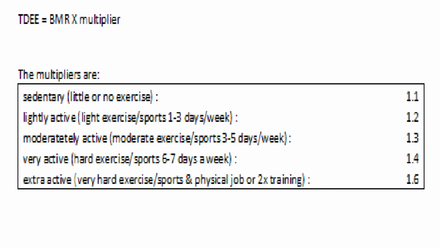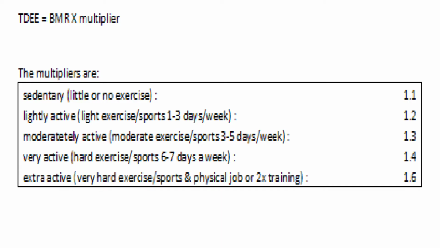Remember, I told you that there are sedentary types and active types. Here it is. The TDEE or the total daily energy expenditure is equal to just BMR times the multiplier. The multiplier can be seen as this. The multipliers are: sedentary is 1.1, lightly active with light exercise or 1 to 3 days per week of exercise is 1.2, moderately active with 3 to 5 days of exercise per week is 1.3.